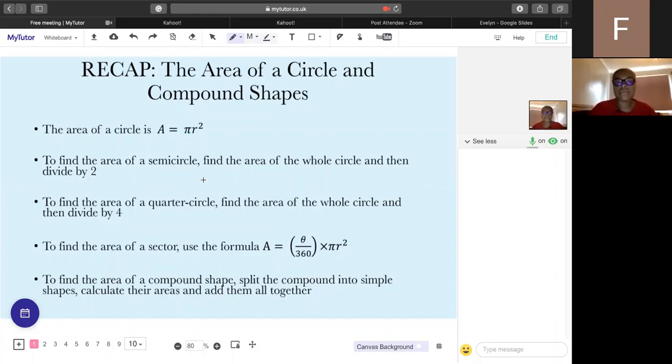One thing to remember, which I pointed out on Monday as well, is that when you are writing the area of a circle or any shape, you always make sure you have your units, and it should be the units they give you squared. So let's say centimeters squared or meters squared, things like that.